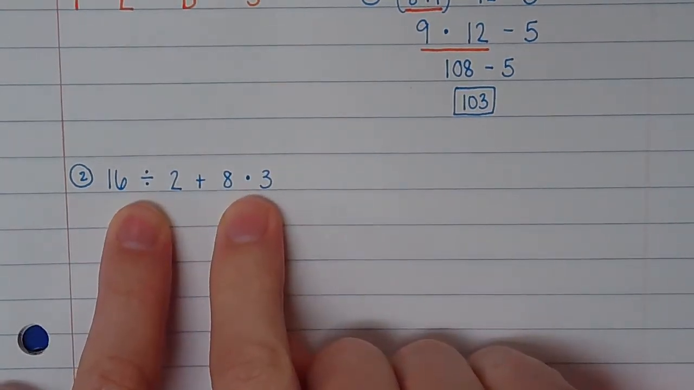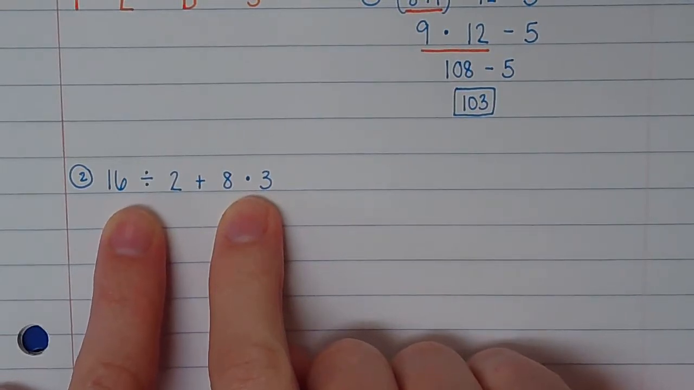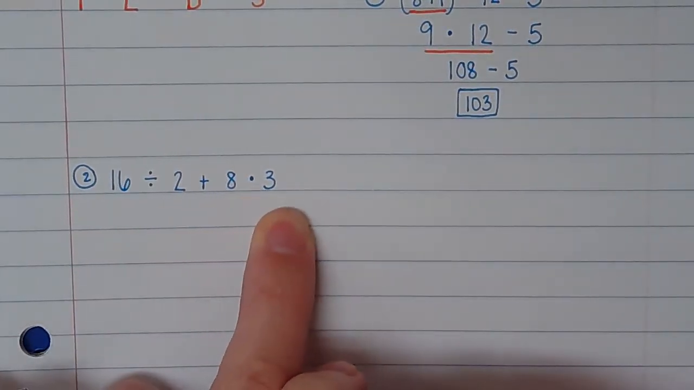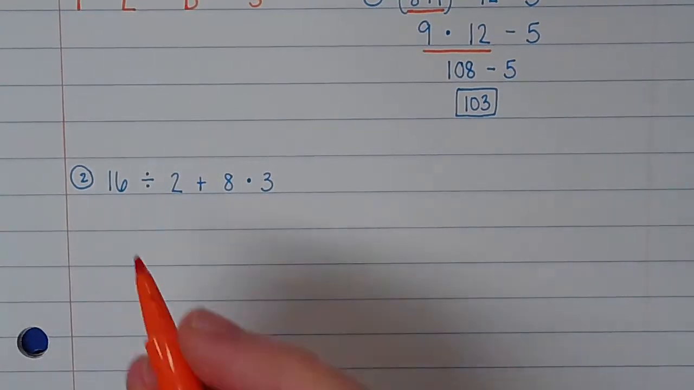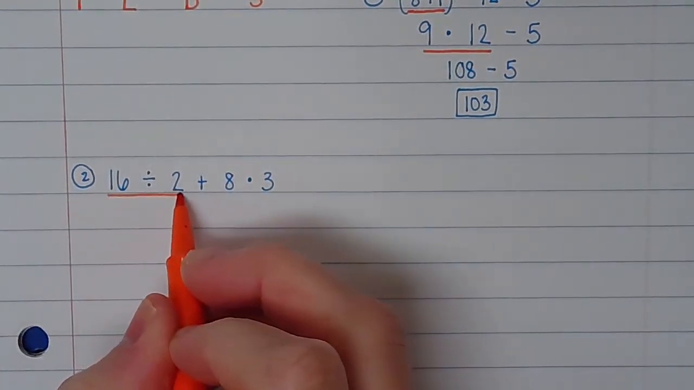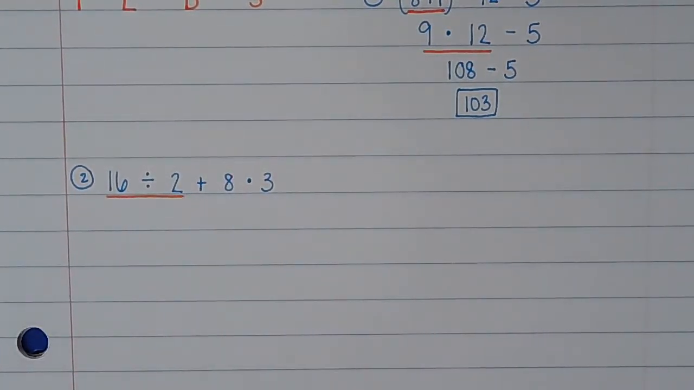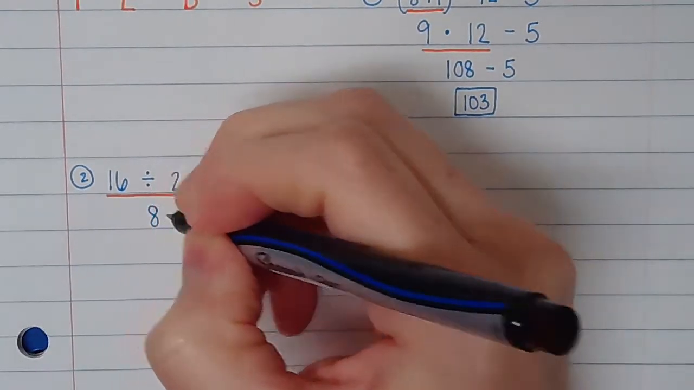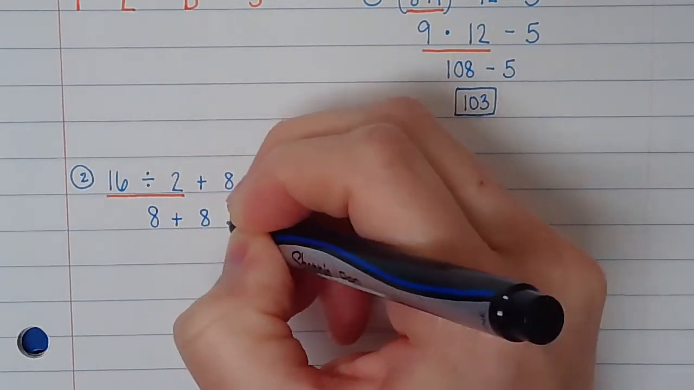I've got multiplication and division going on in this problem. But which one comes first? If you're moving from left to right, which one do you get to first? I get to the division first, so I have to do that one first. What is 16 divided by 2? 16 divided by 2 is 8. Rewrite everything else the same.